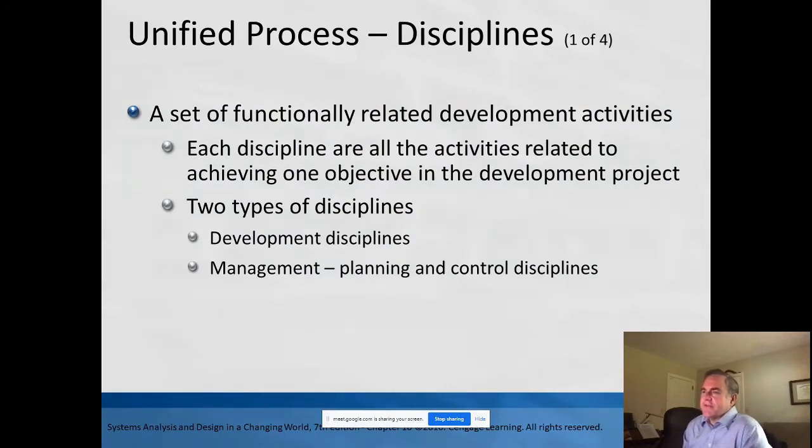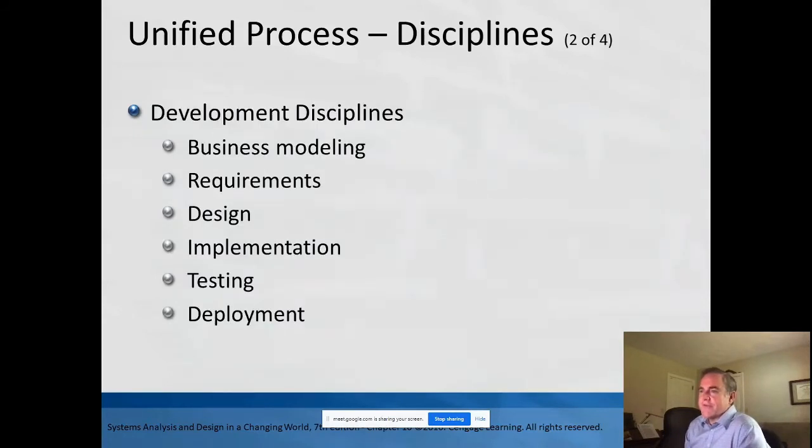So for the disciplines, these are a set of functionally related development activities. Each discipline is all the activities related to achieving one objective in the development project. So two types of disciplines here. We have development disciplines, so these are actually building, and then management disciplines where you're controlling the people that are doing it or you're managing them. So within the development disciplines, these are the people actually doing the building.